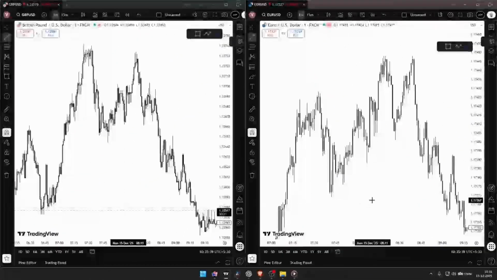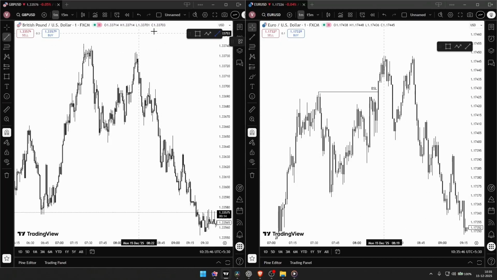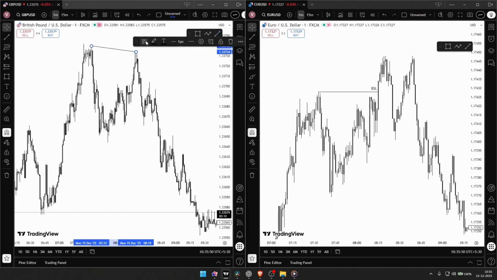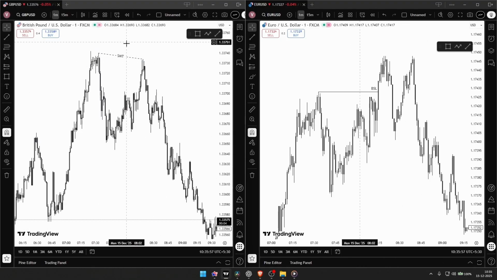Here is another clear example of an SMT divergence. You can see that price has swept the buy-side liquidity in euro, but it has not done the same in GBP. This imbalance between correlated pairs is what gives us an SMT divergence, and this acts as a price signature that a reversal may be about to happen.